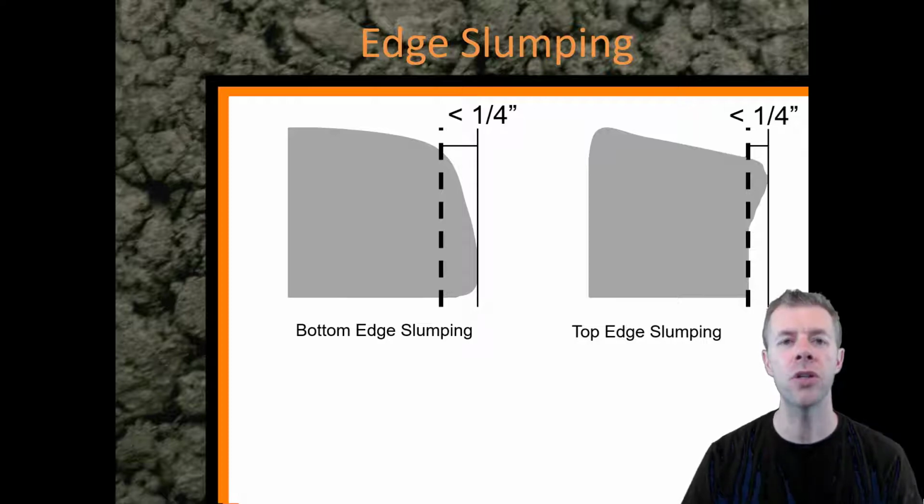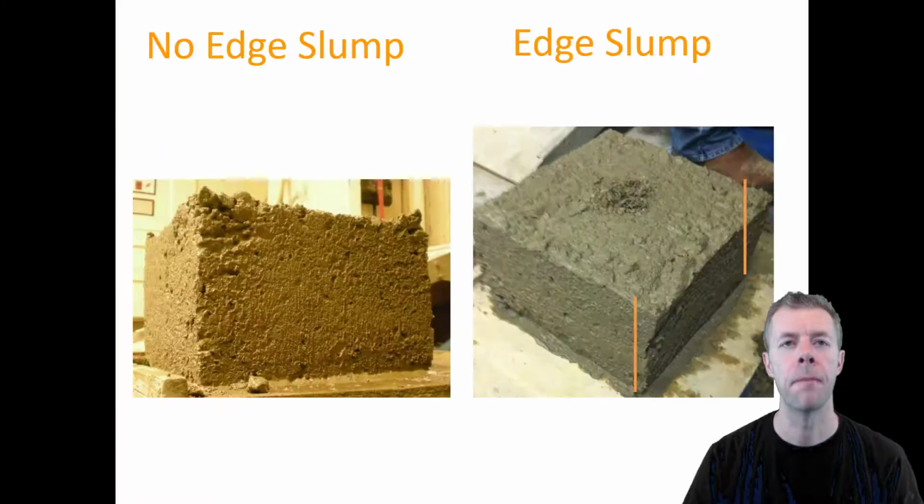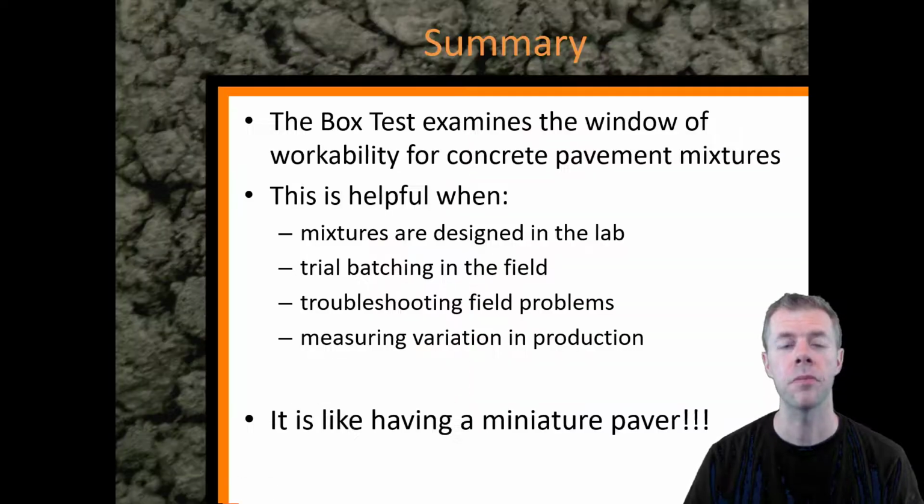Remember, this helps you look at the window of workability. Here's one with no edge slumping, super straight edges. Here's one where the top is falling over. It's not as good. That's not what you want. It's too workable. So in summary, the box test examines this window of workability for concrete pavement mixtures. It's helpful when you design mixtures in the lab, when you're trial batching, when you're troubleshooting field problems, when you're measuring variation in your actual production. It's kind of like having a miniature paver.